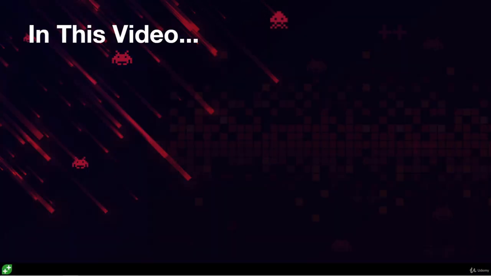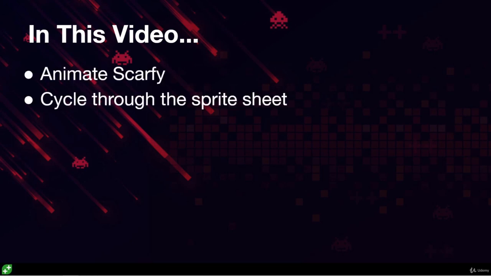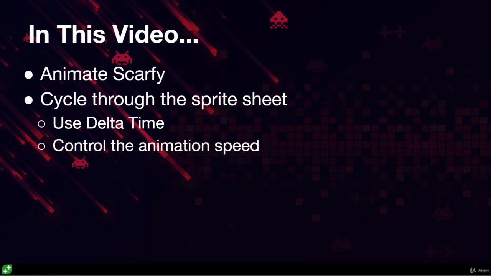Hello and welcome back. In this video, we're interested in animating Scarfy, which means we're going to cycle through the sprite sheet and select different sprites for the animation as we update it from frame to frame. We're going to see how we can use delta time so that animating Scarfy can be frame rate independent, so Scarfy's animations won't speed up or slow down when the frame rate speeds up or slows down. This allows us to control the animation speed so that we can set a desired animation rate to animate Scarfy. Let's go ahead and get started.